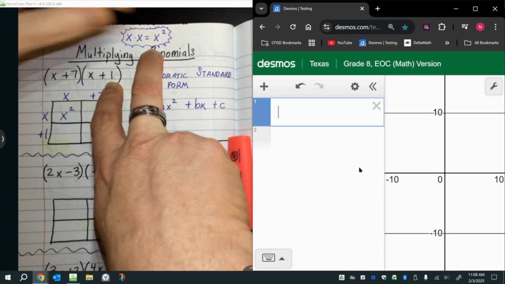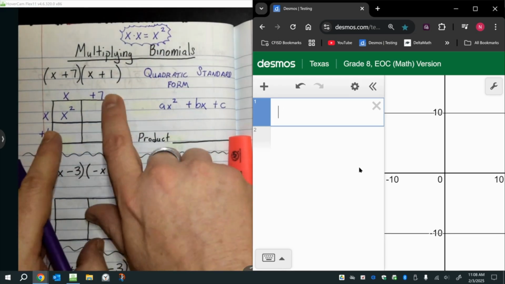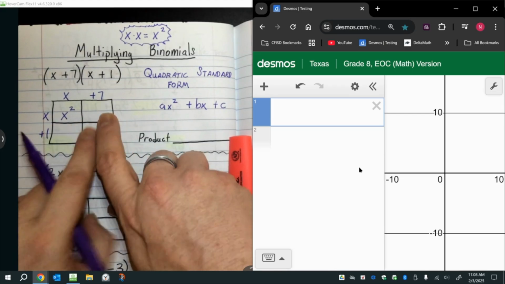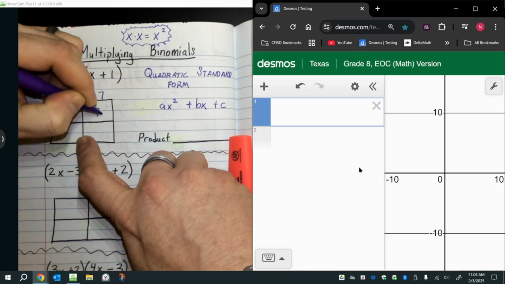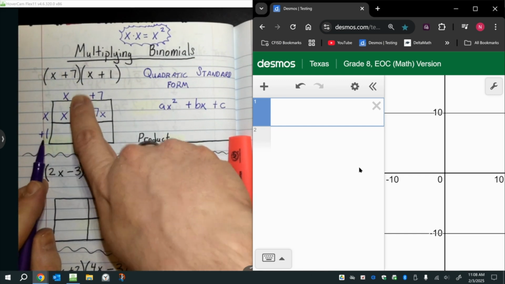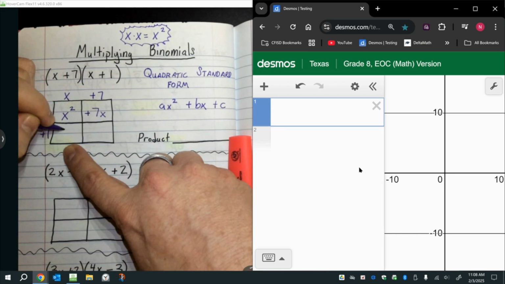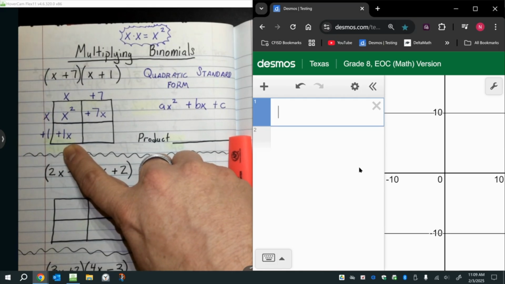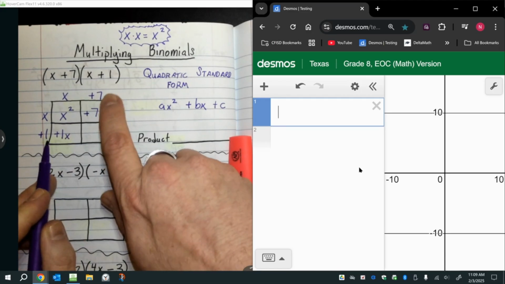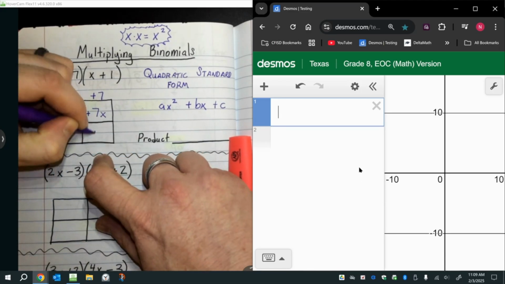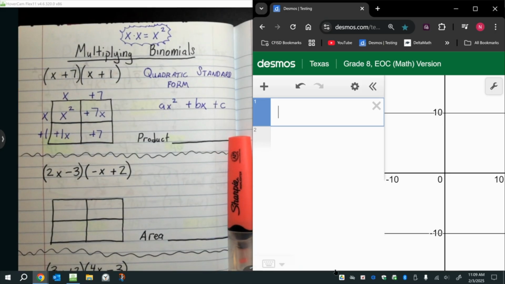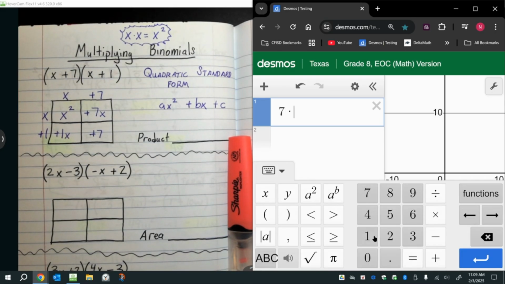Okay, so then I just go straight across and I say, okay, what is 7 times x? Well, 7 times x, I just put them together. That's 7x. I'm going to put a plus sign. Okay, 1 times x, I'm going to put them together. That's 1x. Again, I'm going to put a plus sign. And then 1 times 7. Again, this is 1 times 7. 1 times 7 is positive 7. A lot of people are going to try to say 8. But we're taking 7 and we're multiplying it with 1.